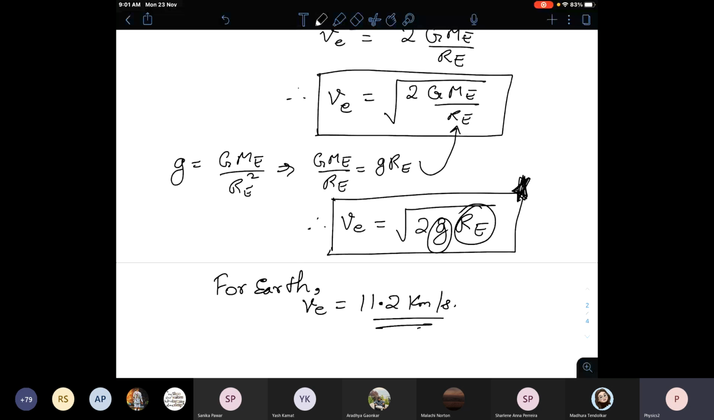So using this escape velocity, the scientists are able to create the rockets and all. They try to attain this speed so that the rockets and satellites reach the outer space. And so you have to remember these three things. If you want to remember the first formula, remember it. If you are unable to, definitely remember the second formula at least. One of the two formulas you need to remember, and the value of velocity.